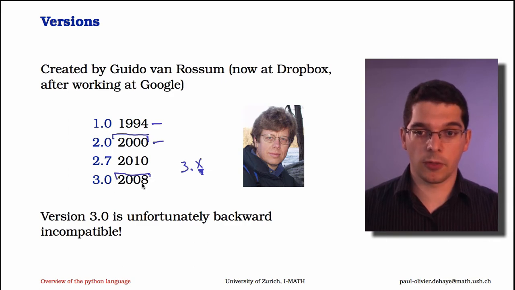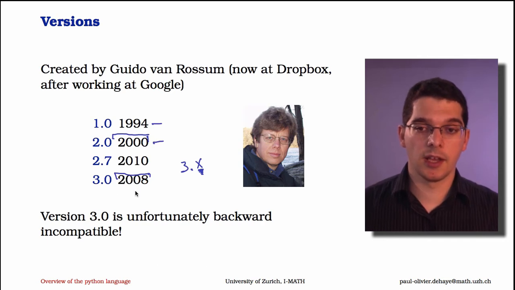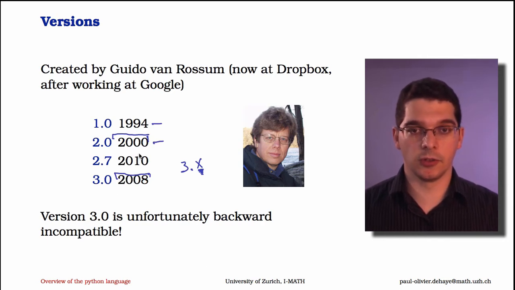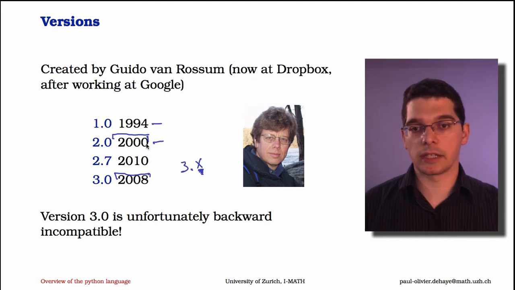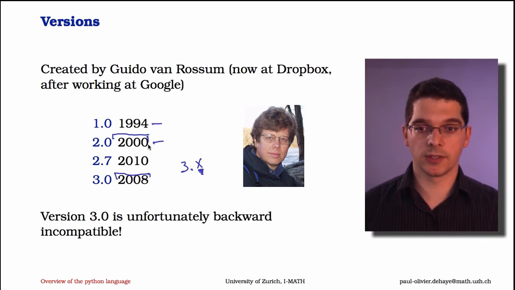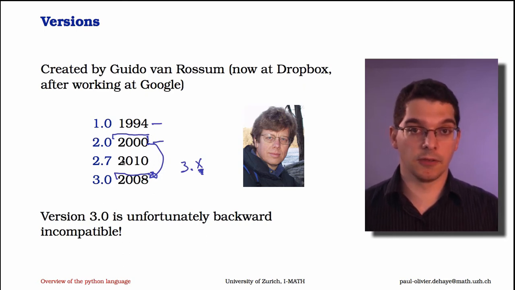So unfortunately, version 3 is backwards incompatible with version 2, meaning if you write a program that is valid in version 3, it will not necessarily be valid in version 2. Most programs are, and the conversion from 2 to 3 can be automated. You can have a program that does it essentially. It's not quite right, but most libraries, for instance, written for Python 2 point something, can be converted to Python 3.